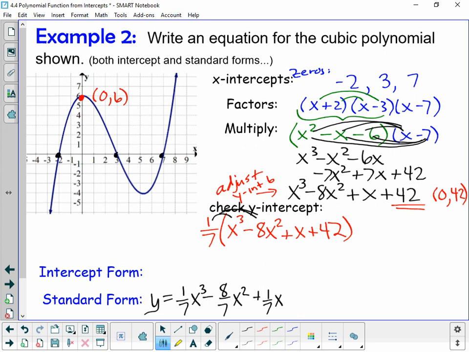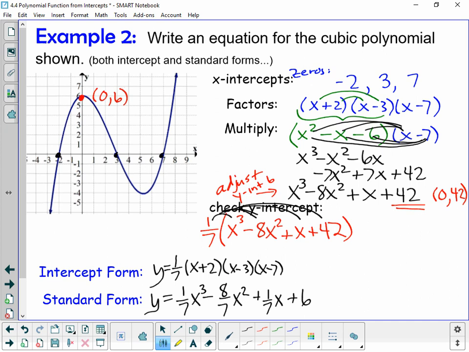And then finally, that last one would be 1/7 times 42, and that gives us the 6 that we wanted. So that's the standard form of the equation. Intercept form would look similar. You still need that same stretch factor, 1/7 here, but in intercept form, we would have our factors written: x plus 2, x minus 3, and x minus 7.